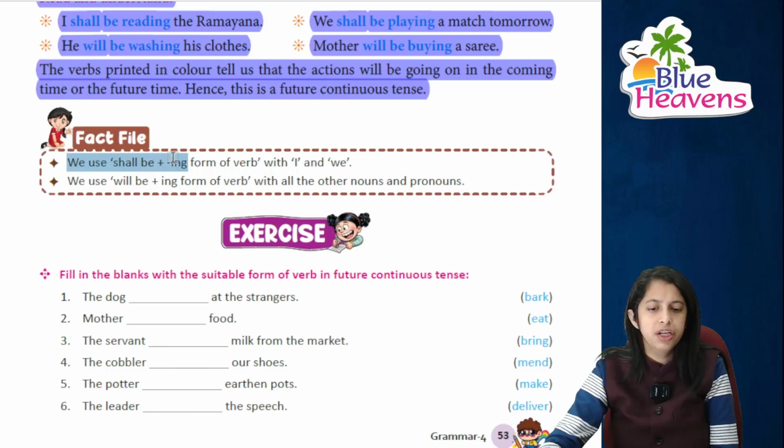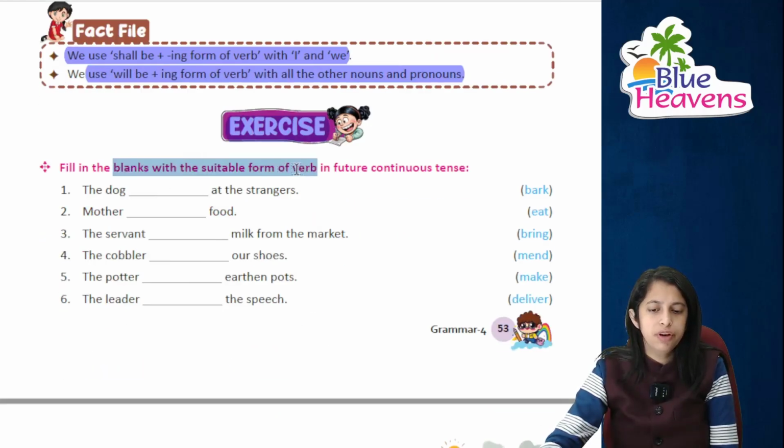There is a fact file कि shall के साथ ing form of verb with I और we के साथ ही, और बाकी के साथ will be और ing form of verb with all other forms of nouns and pronouns, right? Moving on to the exercise, first we'll be doing the fill in the blanks, जिसके अंदर हम future continuous tense का एक सही उपयोग कर सके, right?